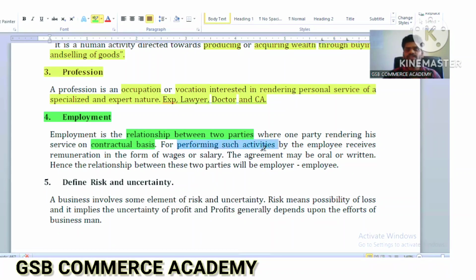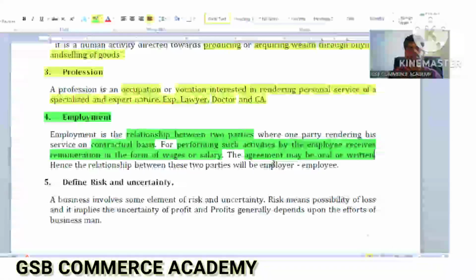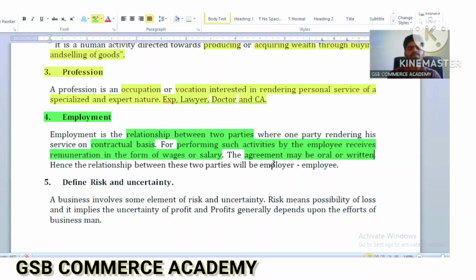For performing these activities, the employee receives remuneration in the form of wages and salaries. Employment is an agreement for the contractual rendering of services, which may be oral or written. The employer provides the job opportunity and the employee renders the services. This is the relationship between the employer and the employee, the third economic activity.